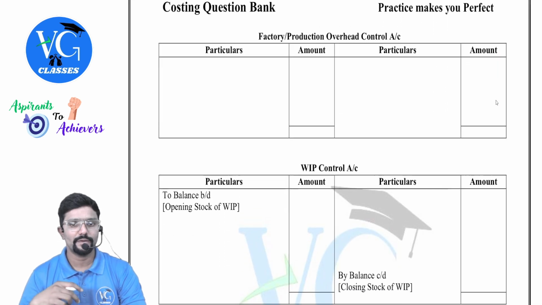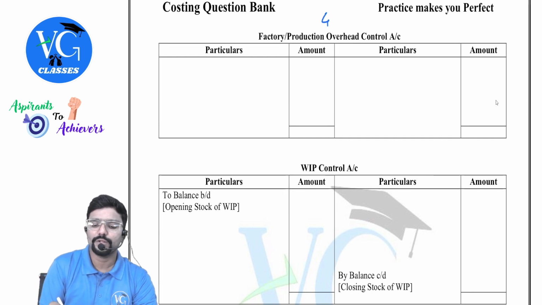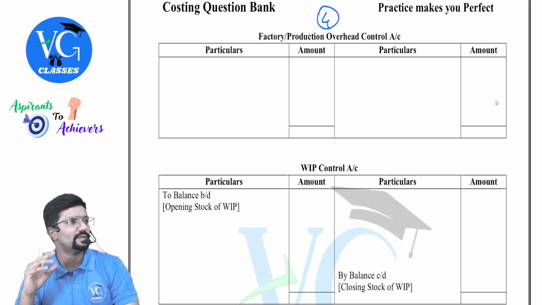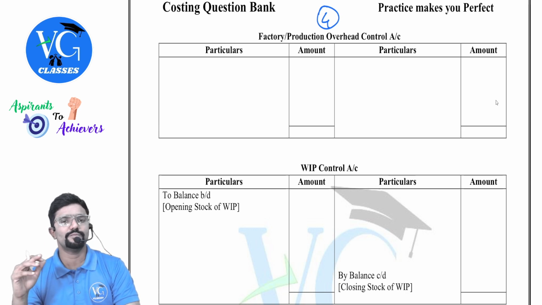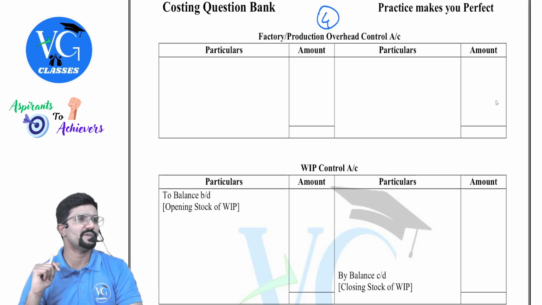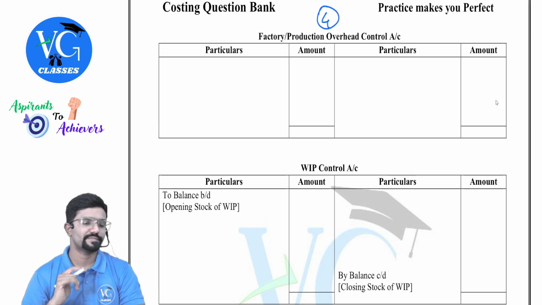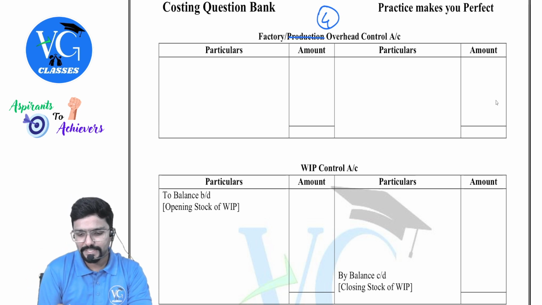Then factory or production overhead control account. You can use any one name. I have used both. Better to use factory everywhere, so that when we are passing journal entries there will be uniformity. Use factory and just scratch out production.